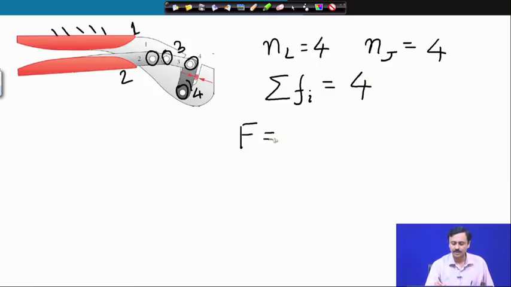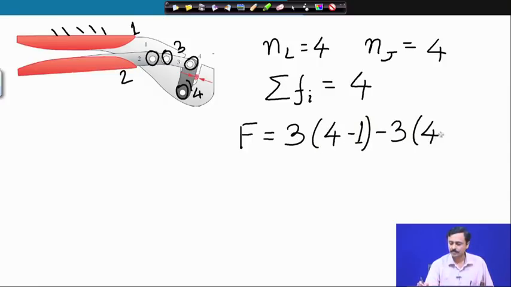So, degree of freedom is 3 times number of links minus 1, minus 3 times number of joints, plus summation of degrees of freedom of individual joints. So, that turns out to be 1. So, this has again 1 degree of freedom.